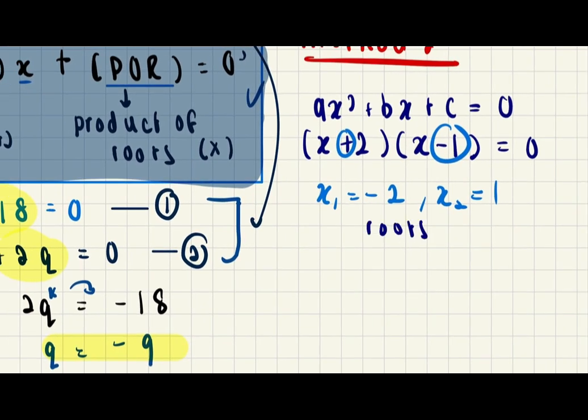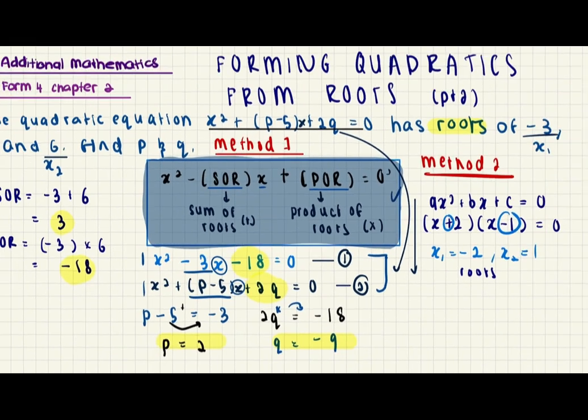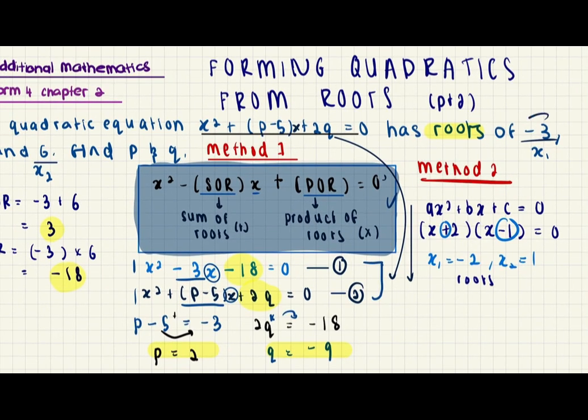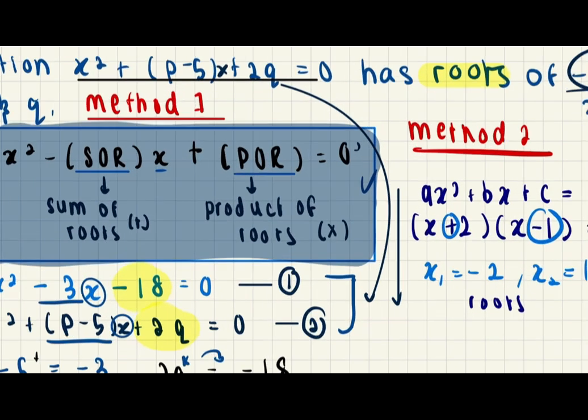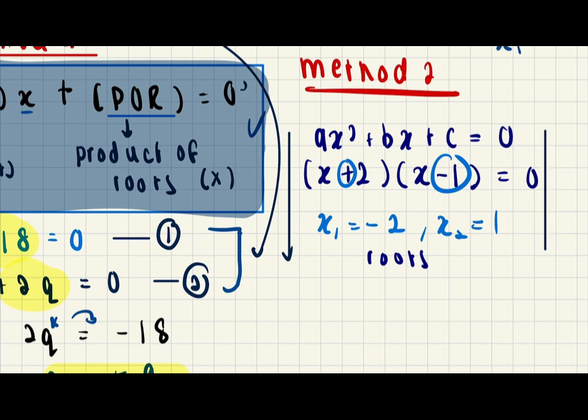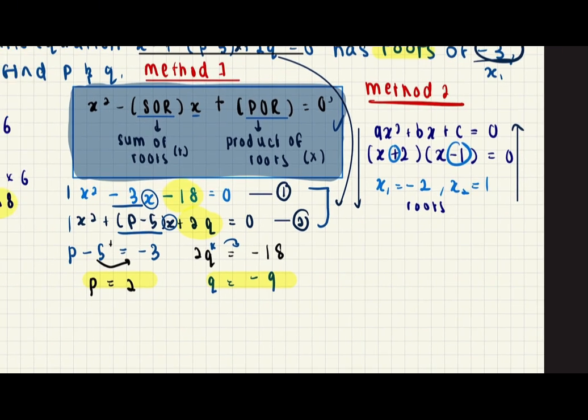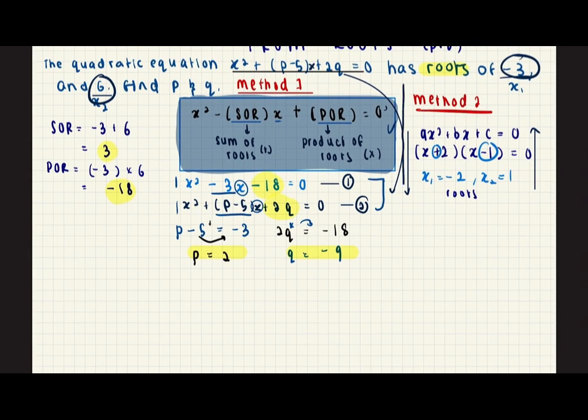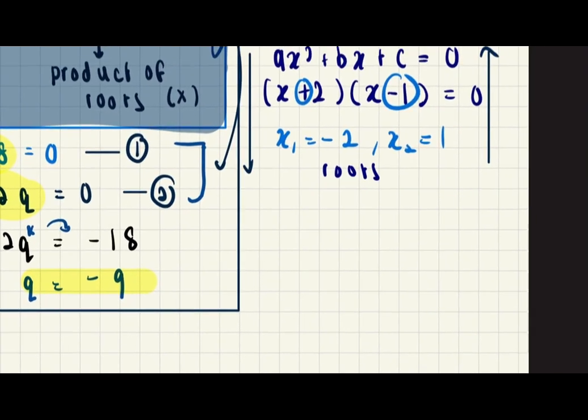But now here, instead of going down and doing it like this, they have given you the roots, negative 3 and 6. So basically, you're going to do the same thing, but work up again. So this is method 2. This one is quite easy as well. Okay, so you can use this one if you want.